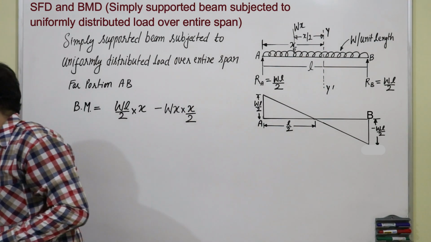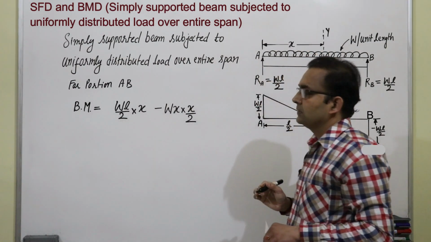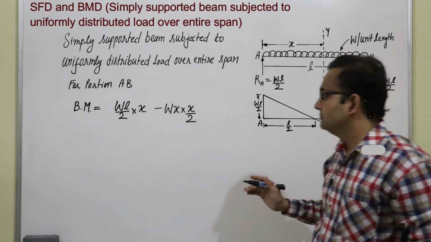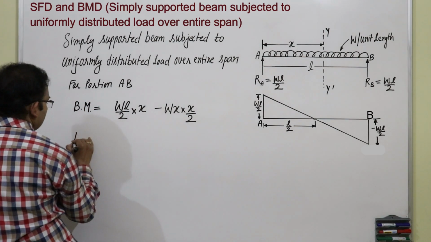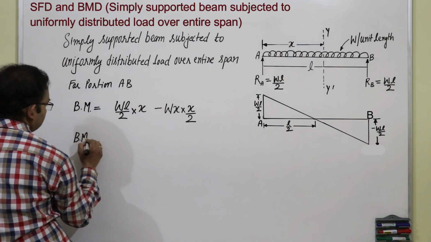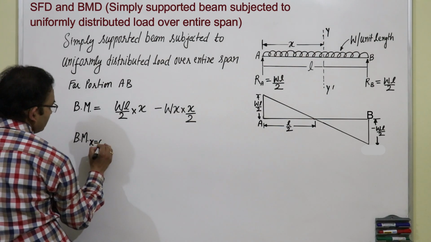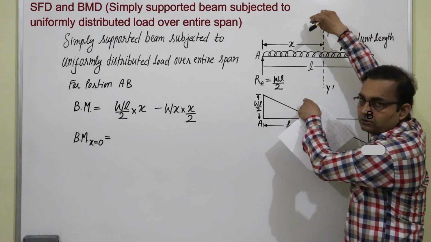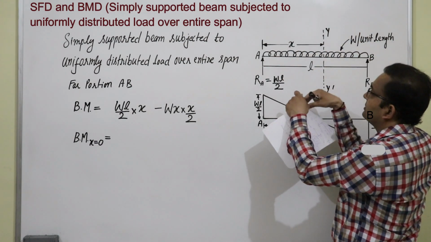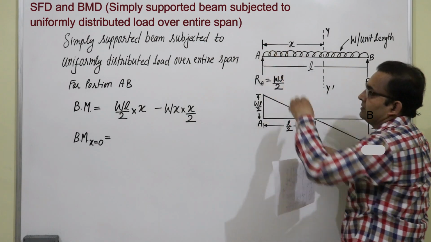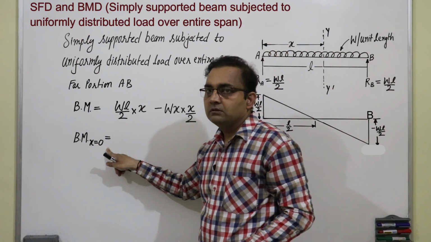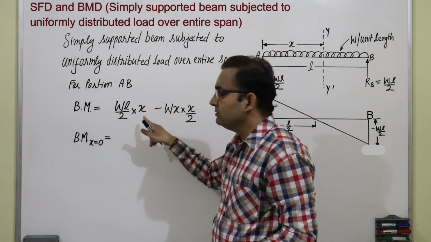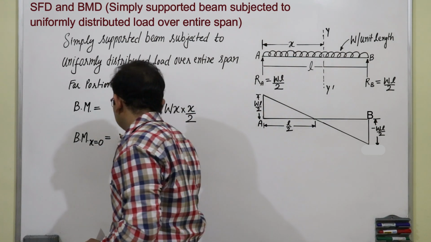Now, I will rub this one. So, we will calculate bending moment at x equal to 0. We will slide this section towards left. What will happen? X will reduce. So, at x equal to 0, this is the general equation, we will keep x equal to 0. So, bending moment is 0.